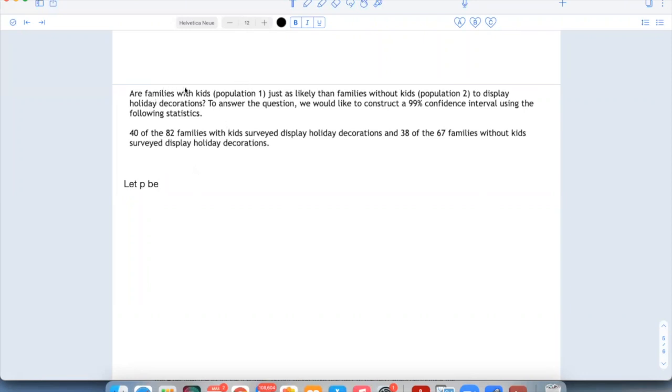So I've got two different groups. I've got families with kids and families without kids. And I want to know whether or not success, they put up holiday decorations. So what's my entire group? Some of them have kids, some of them don't. Some of what? Families. So my population is all families. Let P be the proportion of all families that put up holiday or display, that's how they say it, decorations.